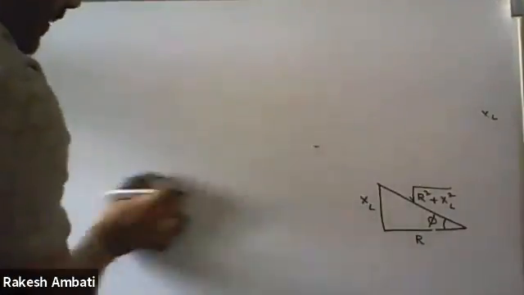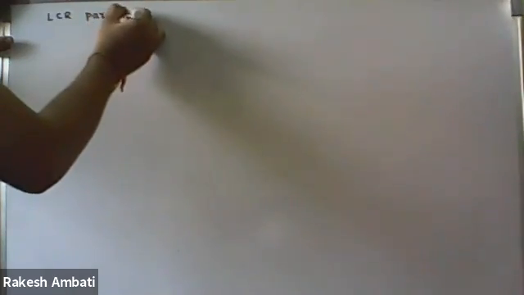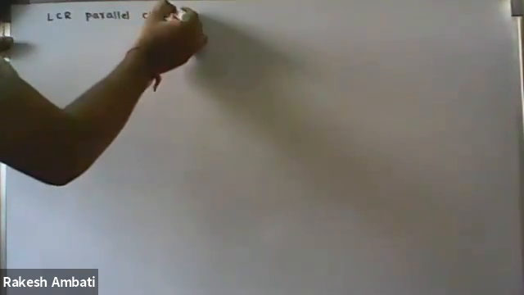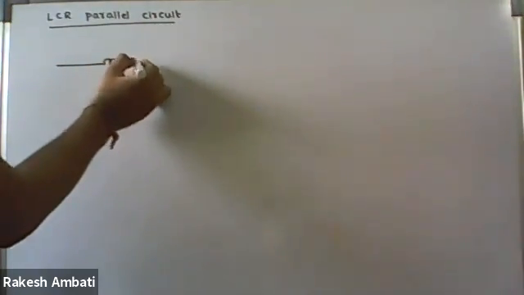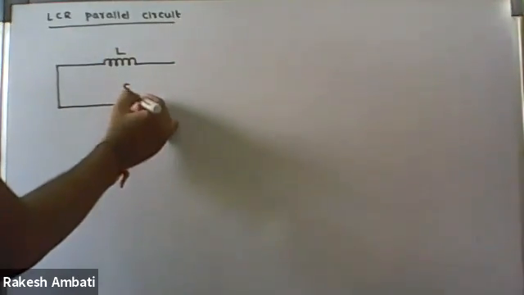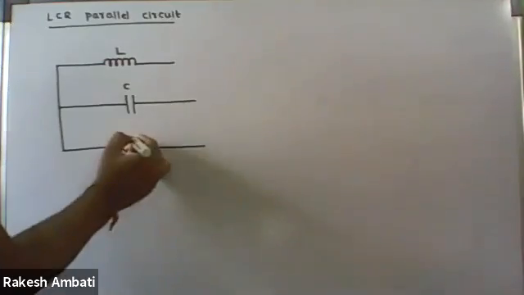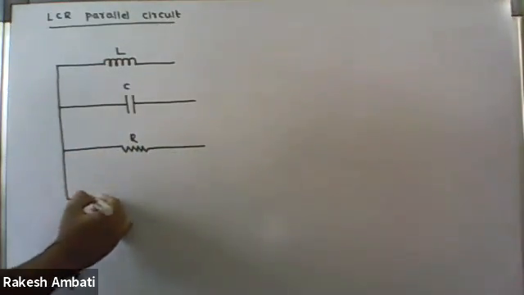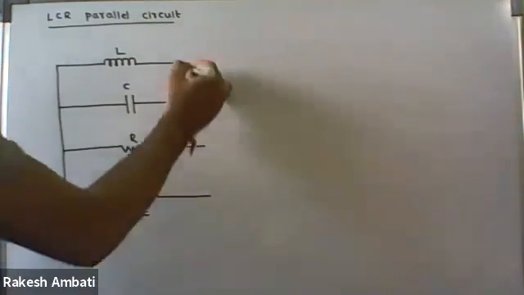Next concept, LCR parallel circuit. For example, it is inductance L, and this is capacitor, capacitance C, and it is resistor, resistance R, connected in parallel across alternating source of EMF E.